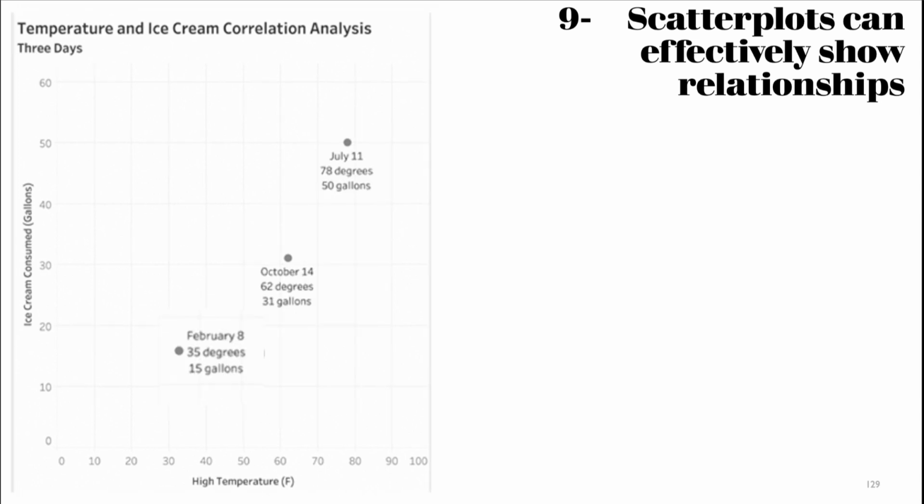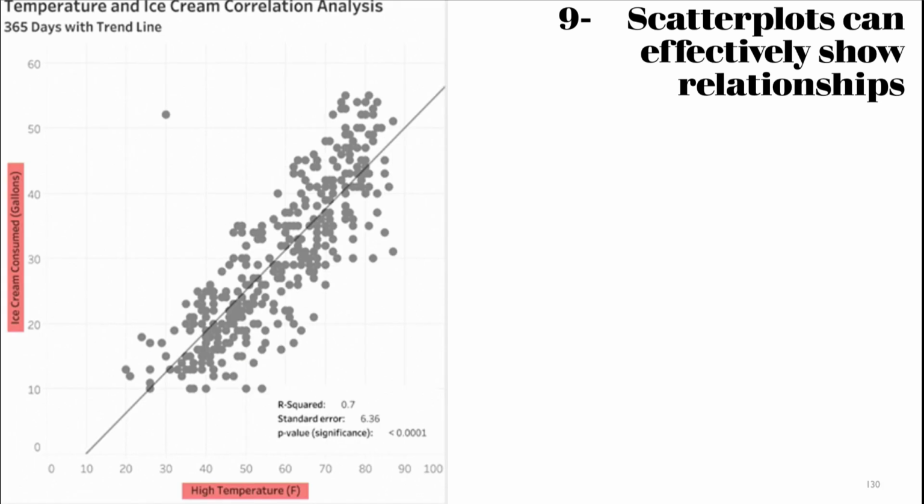And then you look at the data. Looking at the bottom dot here, you can see that the high temperature was quite cold on February 8th, 35 degrees Fahrenheit, and we sold about 15 gallons of ice cream. Compare that to the top dot for July 11, when the high temperature was 78 degrees, and we sold 50 gallons of ice cream. It looks like there may be something to our theory, but 3 dots is not enough to draw a meaningful conclusion, correct?